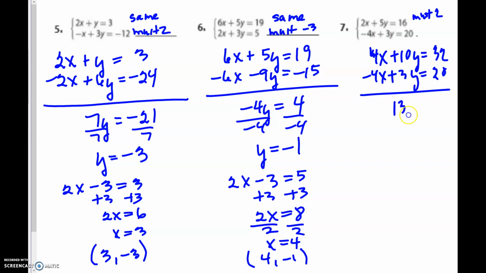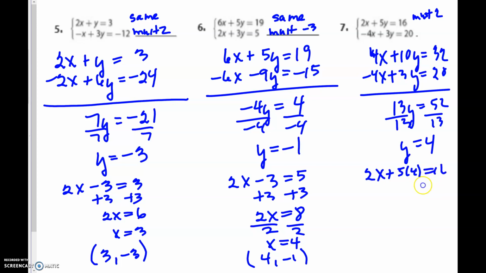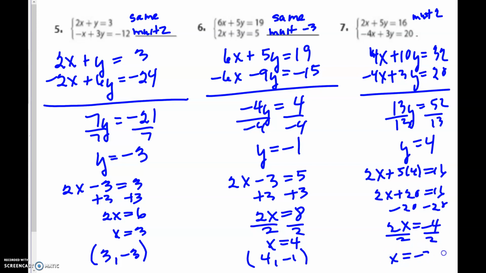So now we have 13y equals, what's that, 52? So now when we take 52 and divide by 13, we get y is 4. So 2x plus 5 times 4 equals 16. So 2x plus 20 equals 16. Subtract 20 from both sides. So 2x equals negative 4. Divide both sides by 2. And x is negative 2. So my final answer here is negative 2, 4.